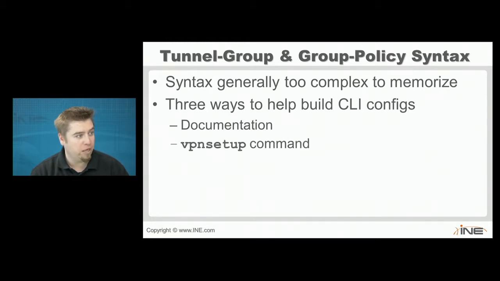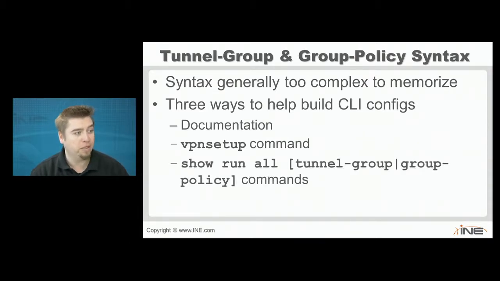But there's also a command in global config of the ASA, vpn-setup, that asks you a couple questions, and then it spits out a templated config that says if you're doing IPsec remote access for EasyVPN, here are the basic steps you would go through in order to complete this config. The other one that is going to be very useful is show run all for the tunnel group and show run all for the group policy.